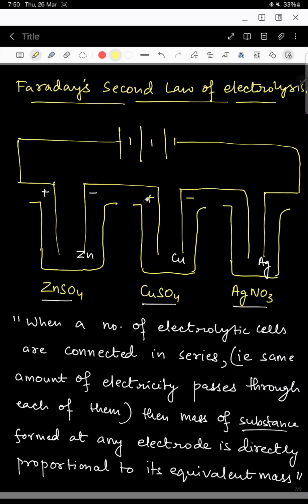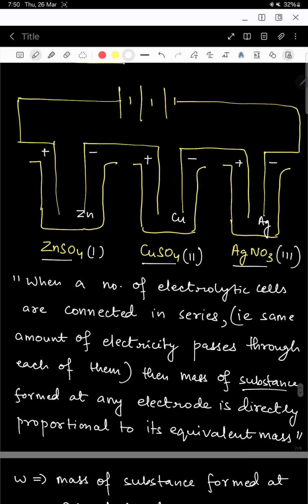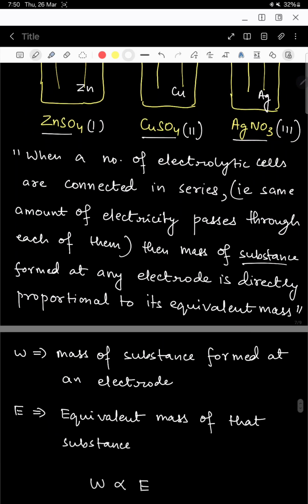So I am assuming only about the cathode. In these three cells, at the cathode, different metals are going to get deposited. In cell number 1, zinc sulfate, at the cathode zinc is going to get formed. In cell number 2 at the cathode, copper is going to get formed. In cell number 3 at the cathode, silver is going to get formed.